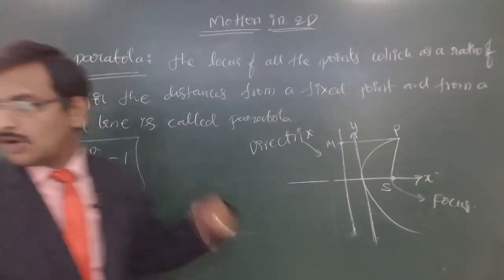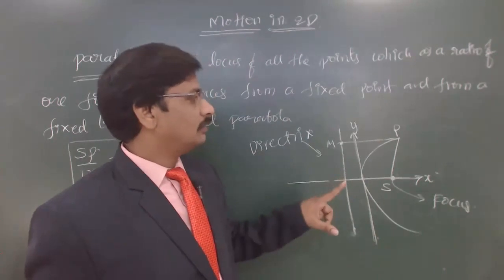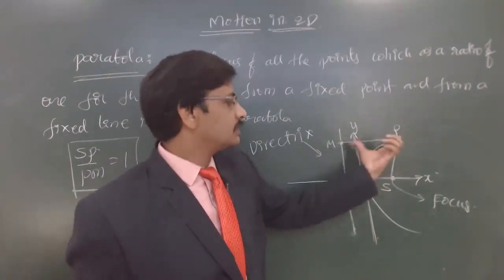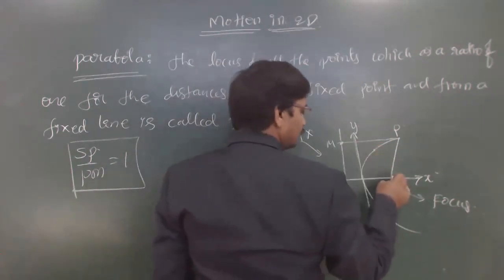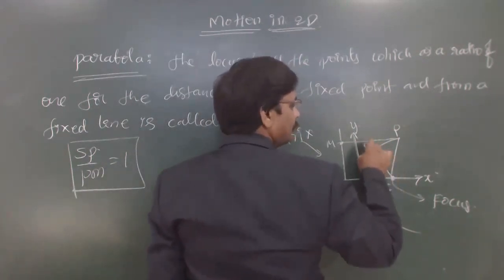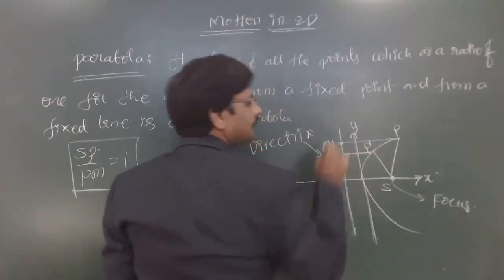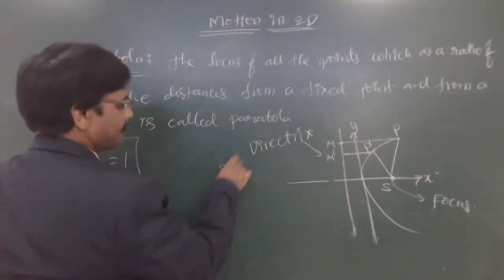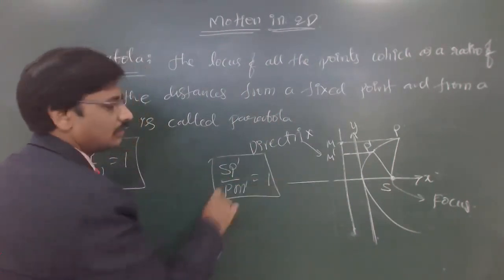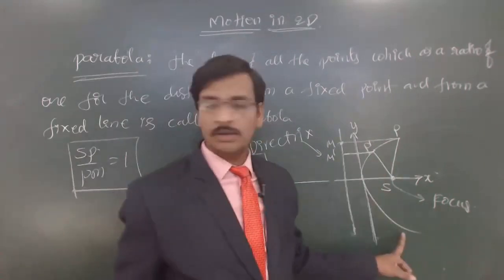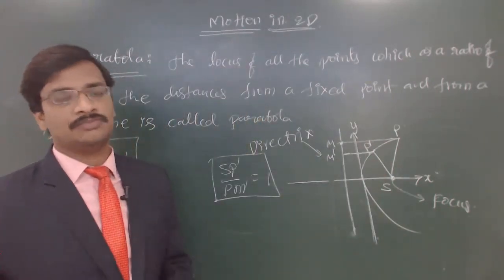So this is the condition for the parabola. The locus of all the points which maintains a constant ratio of 1 for this distance versus this distance. Now if I take one more point here, this is the distance from P dash to S, and this is P dash to M dash. So SP dash by P dash M dash is again equal to 1. If I take any point on this parabola, this condition is satisfied. So this is the rule of the parabola, right?